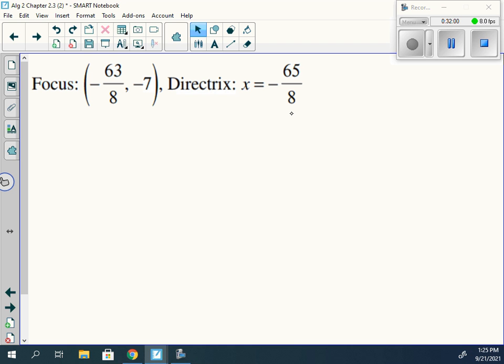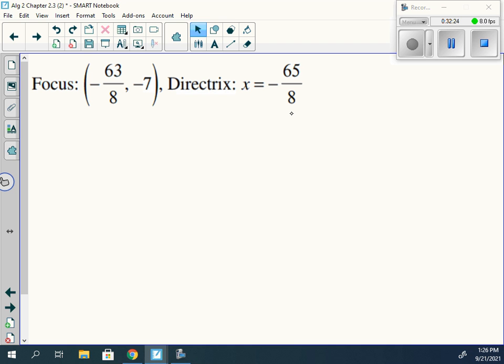What is different about this one than any of the ones we've done thus far? Do we have the vertex? No, we don't have the vertex at all. We have the focus and the directrix. So without the vertex, am I going to be able to figure out which general equation we're looking at?